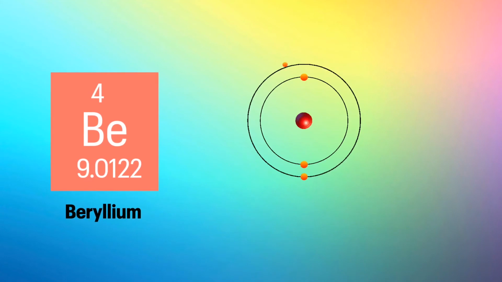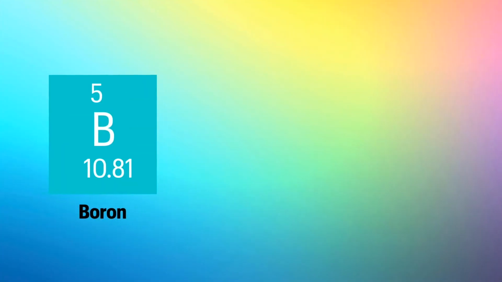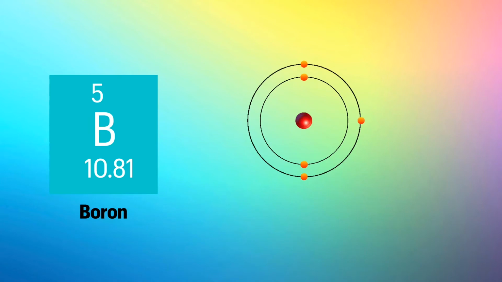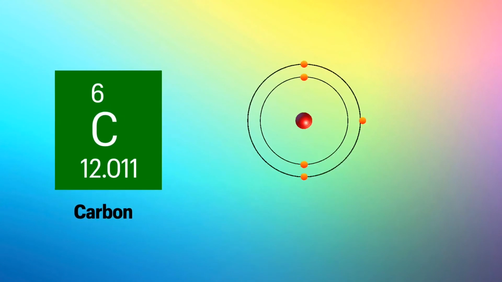Similarly, for beryllium, 2 electrons occupy the first electron shell and the remaining 2 occupy the second shell. So, the electronic configuration of beryllium is 2, 2. In case of boron, 2 electrons occupy the first shell and 3 electrons will occupy the second shell. So, the electronic configuration is 2, 3. Now, the electronic configuration of carbon is 2, 4. That means 2 electrons will occupy the first shell and 4 will occupy the second shell.